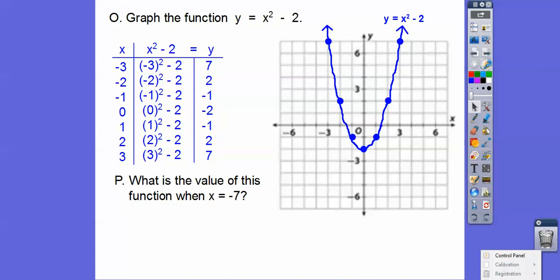So what's the value of this function when x equals negative 7? We'll plug in negative 7 right there. Negative 7 squared is 49. 49 minus 2 is going to give us 47. So we couldn't graph that, but if we did, it'd be over here and then way up there at 47, way off the chart.